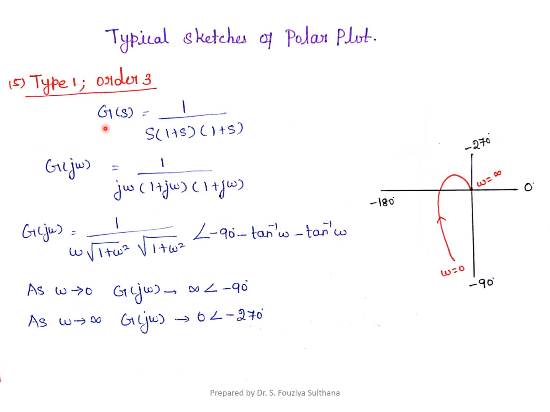This is the example of type 1 order 3 system. So at omega equal to 0, the magnitude is at infinity, and at omega equal to infinity, the magnitude is 0. So the angle of the plot starts from minus 90 degree and ends at minus 270 degree. See the shifting of the plot.